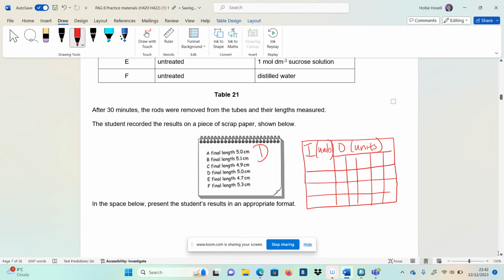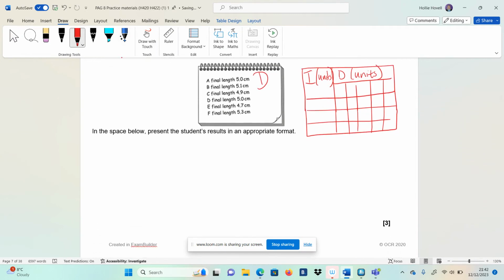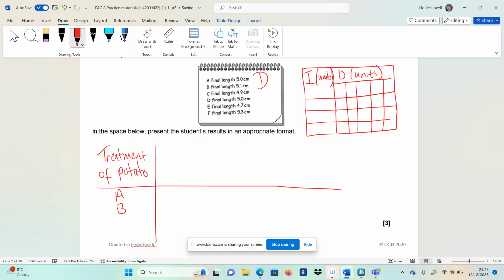All right. So for your table, your independent variable is the different treatment of potato. Doesn't really have any units because they did various different things. All right, but we would draw that then like that. You could list all the different treatments, or you could say that there's like a key, and then we just put the letters there. Either would be fine.